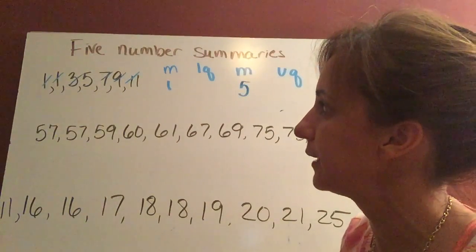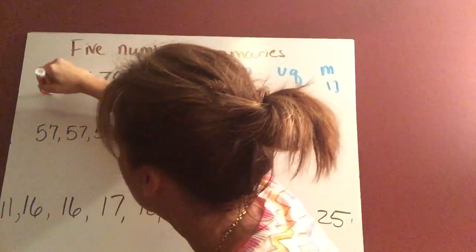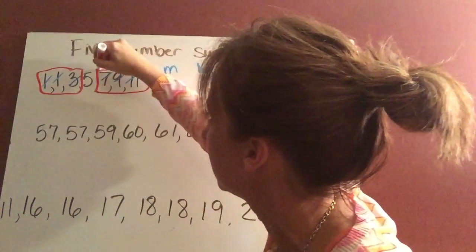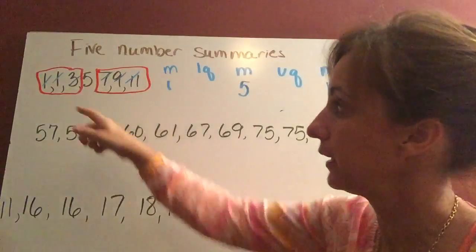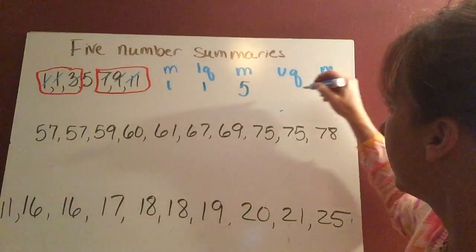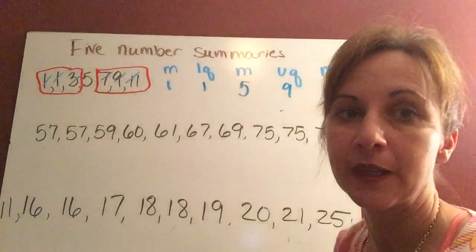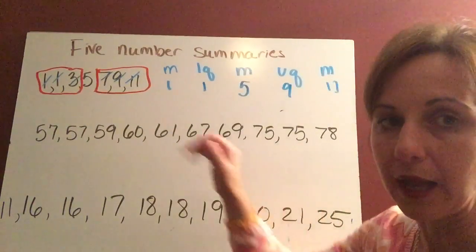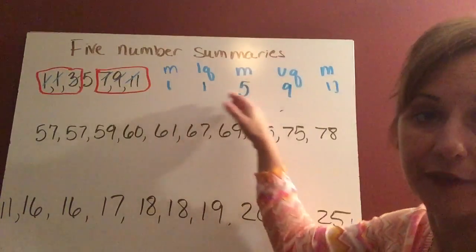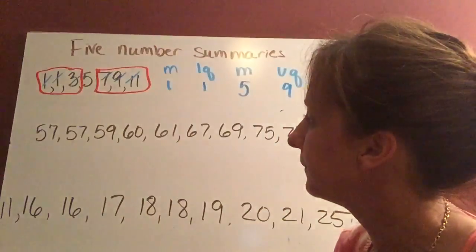Lower quartile is the middle of the lower part without the median, and this is the middle of the upper part without the median. So the lower quartile is 1, upper quartile is 9. If I were going to make a box and whisker plot, I would make sure that I numbered it from 1 to 11 so I could identify each number on the line.